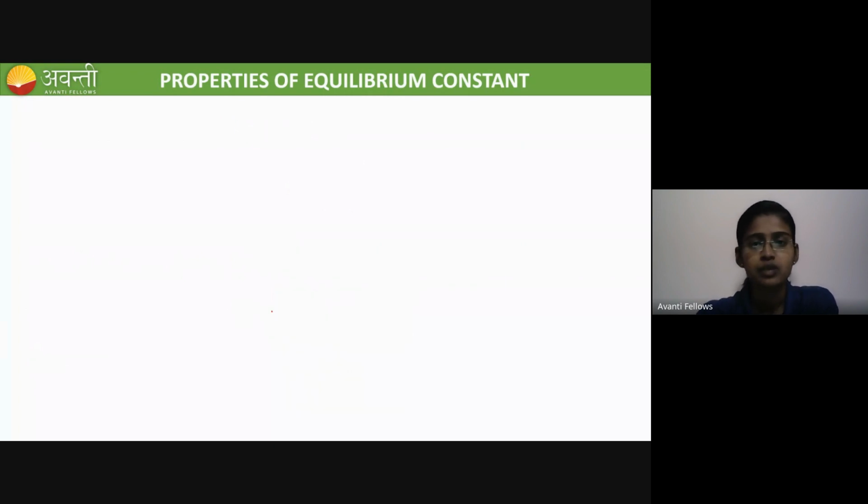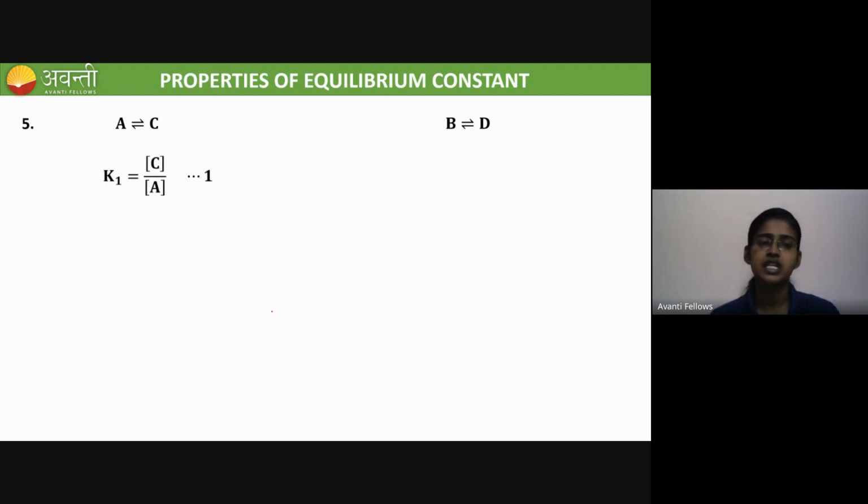Coming to the fifth property, if A is giving C and B is giving D, A and C are in equilibrium, and B and D are in equilibrium. For A and C, the equilibrium constant I take as K1. The product is C, so the concentration of C divided by the concentration of A. I'm taking this as equation 1. For B giving D, it is D by B.